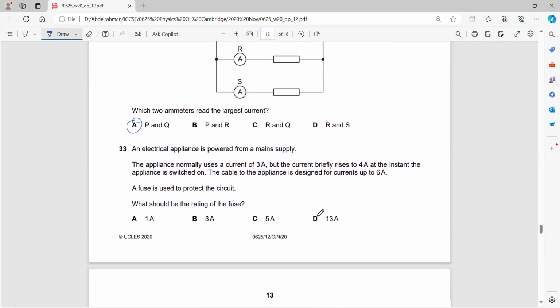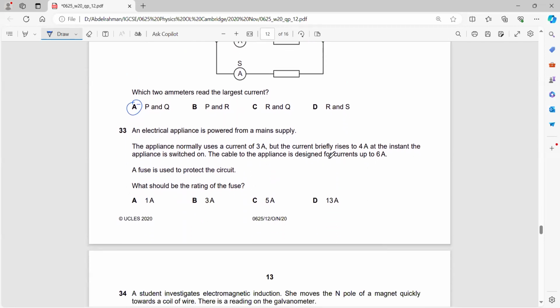An electrical appliance is powered from the main supply. The appliance normally uses a current of 3 amperes, but the current briefly rises to 4 amperes at the instant when the appliance is switched on, which is not a problem. The cable to the appliance is designed for currents up to 6 amperes. Which fuse should be used? We must use a fuse of 5 amperes.